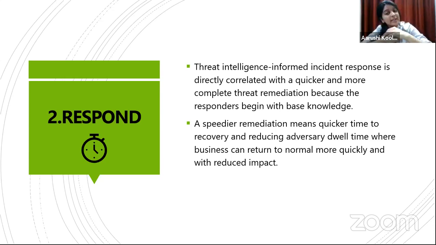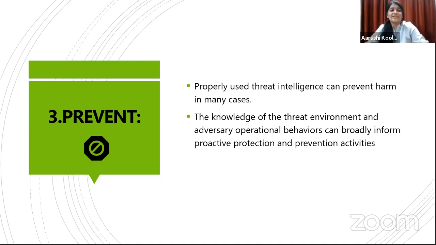A speedier remediation means quicker time to recovery and reduced adversary dwell time, where business can return to normal more quickly with reduced impact. As we already discussed, speedier remediation, speedier recovery, reduced impact, it affects the company less overall, right? So, of course, the last step is prevent. Properly used threat intelligence can prevent harm in many cases. We cover a lot of cases. The knowledge of the threat environment and adversary operational behaviors can broadly inform proactive protection and prevention activities. All the types of protection and prevention activities are taken care of.